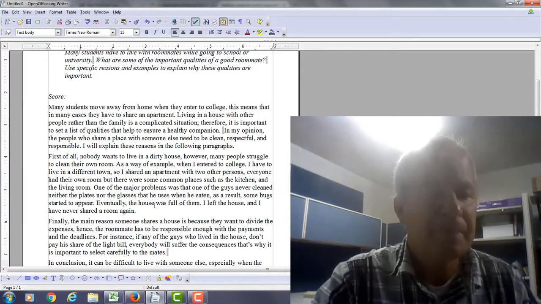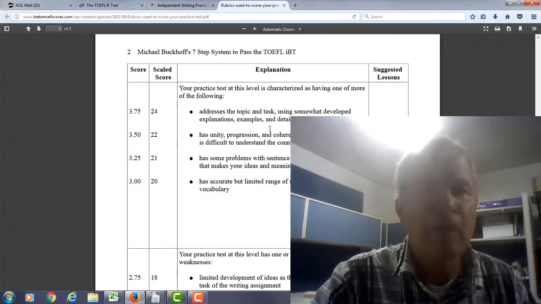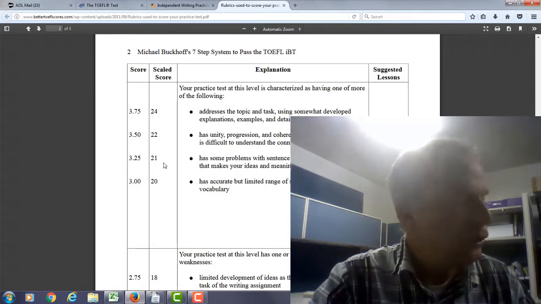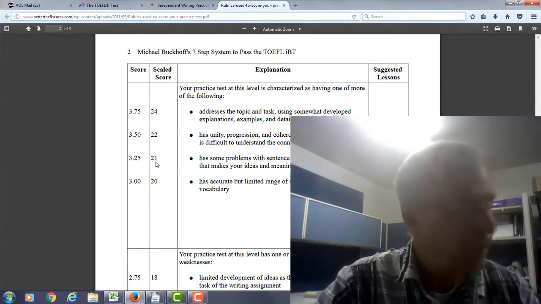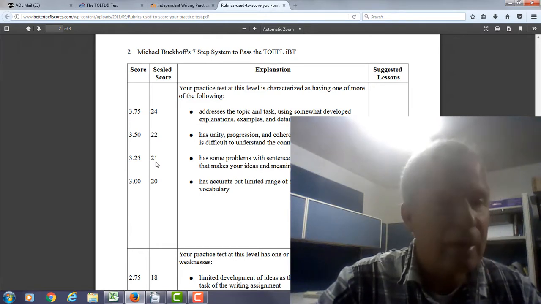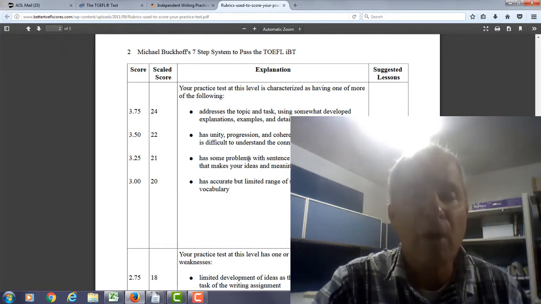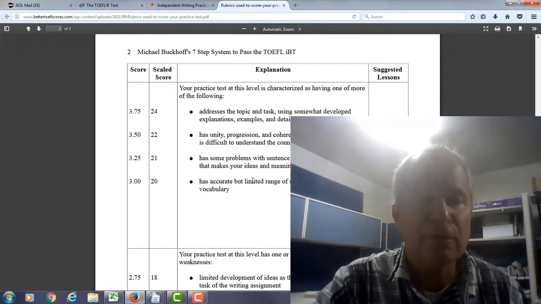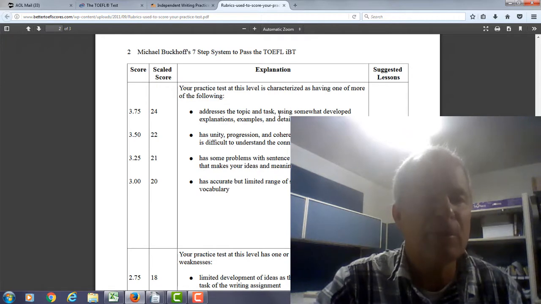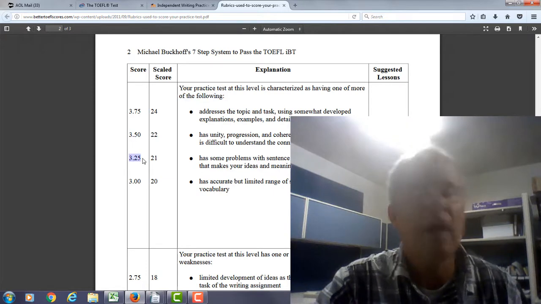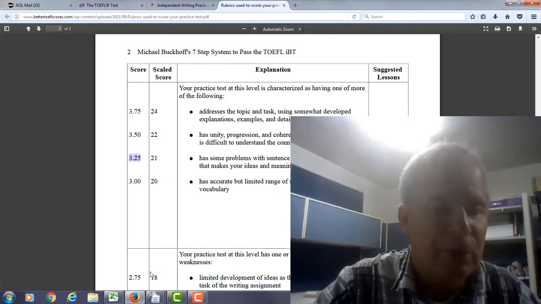Okay, so I went over to the rubrics here, and I think I'm putting you in the three. I'm going to put you at 3.25 out of 5, 21 points out of 30 on this thing. So you have some problems with sentence formation. You have some limited range of sentence structures. Sometimes it's difficult to understand the connection of your ideas. And you have somewhat developed explanations, examples, and details. So these are some of the reasons why I put you in this range. But what does that mean? That doesn't mean anything to you, right?